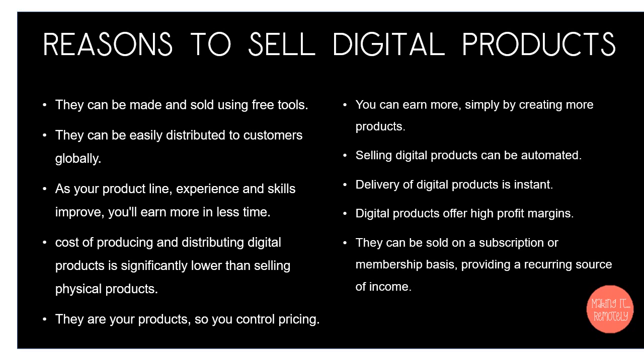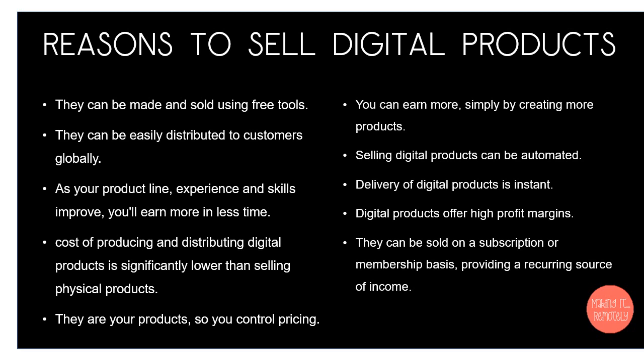They're your products. So you're creating these products. So guess what? You get to control pricing. And that means you can put them on sale. You can bundle them together. You can do a buy one, get one sale. There are a lot of different things that you can do to maximize your earnings. You can earn more simply by creating more products.